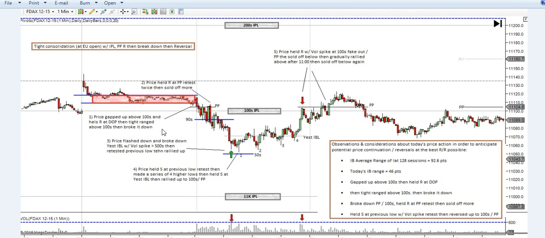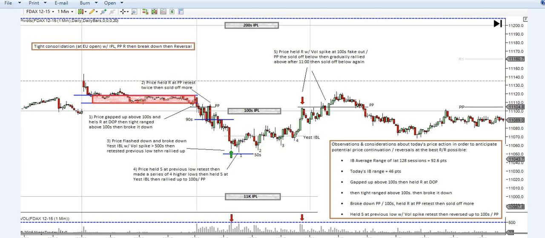Okay, so this is today's setup. We had an initial gap up above the 100 level, then tight consolidation, then a breakdown and support here at a previous high with a volume spike retest, then it gradually rallied back above and reversed.